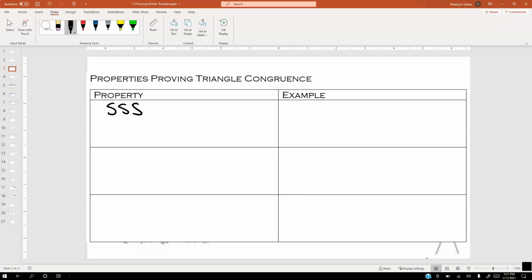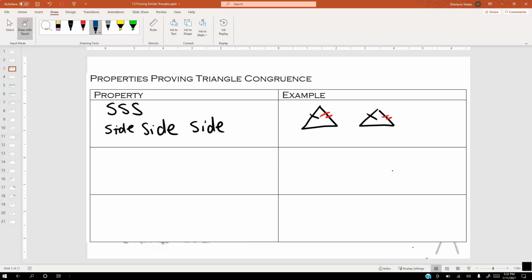Side, side, side. Remember this? This means that all three sides were already congruent. So an example would be I have that side is congruent to that side, this side is congruent to this side, and lastly, this side is congruent to this side. Okay? One of the other ones you had was side angle side.